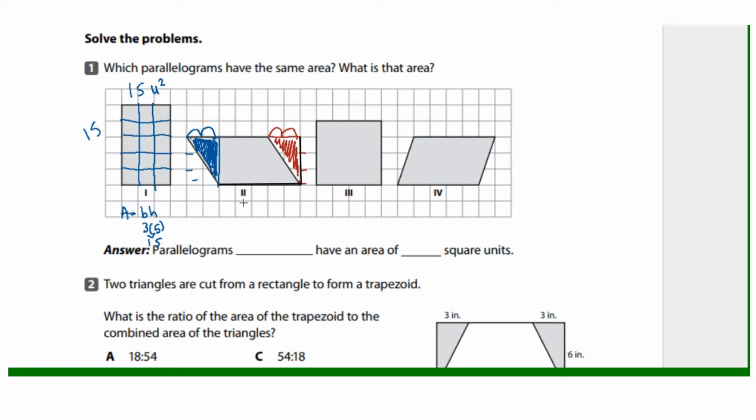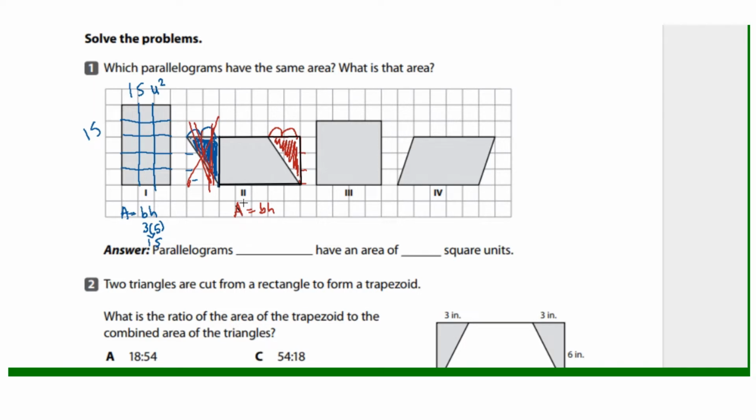So now my new rectangle looks something like this, or my new shape. Now notice that all I did was decompose it and move it over to the other side. So since a parallelogram is just a shifted rectangle, it's going to use the same formula as a rectangle, which is area is equivalent to the base times the height, because a parallelogram takes up the same number of square units as a rectangle.